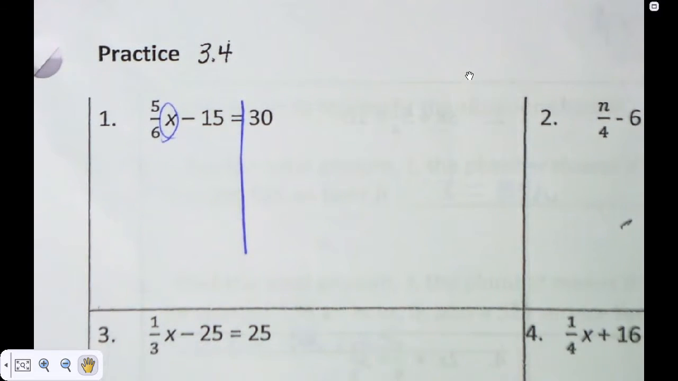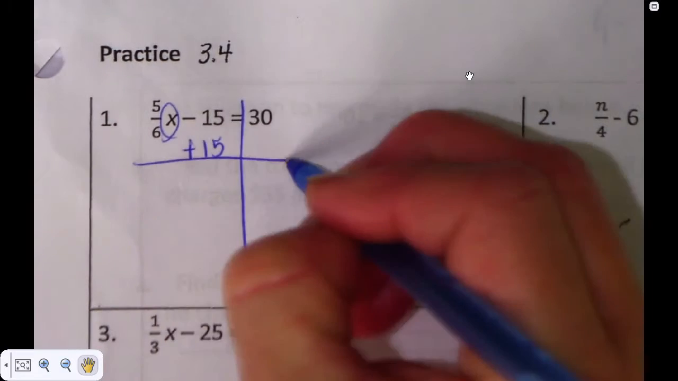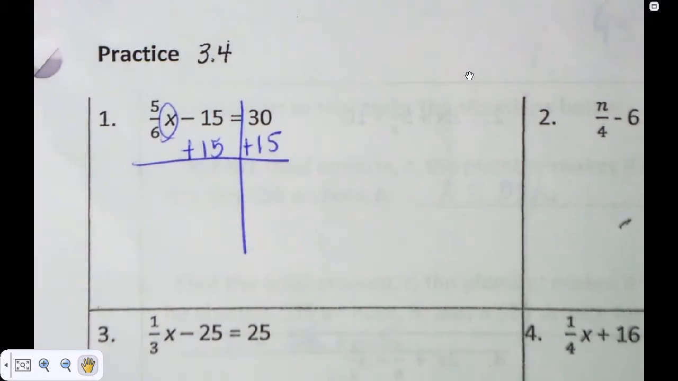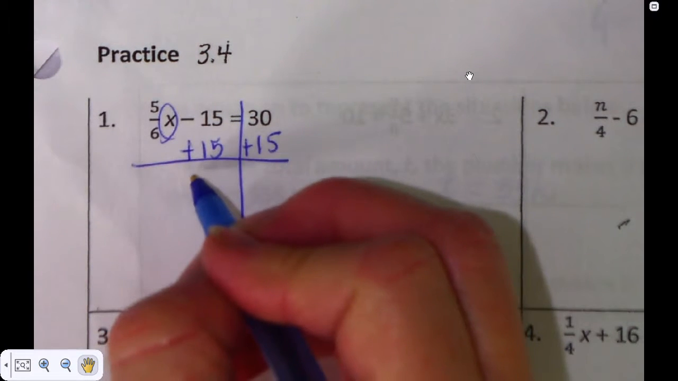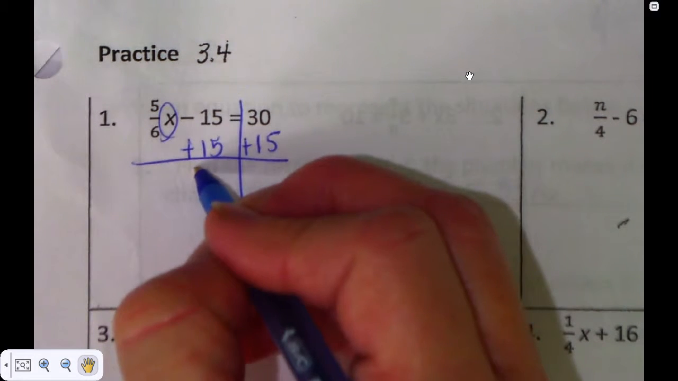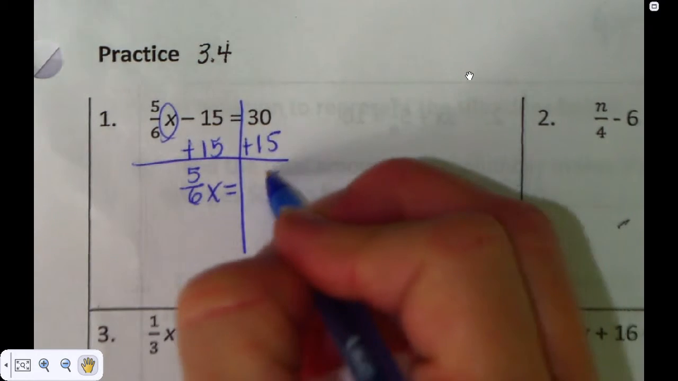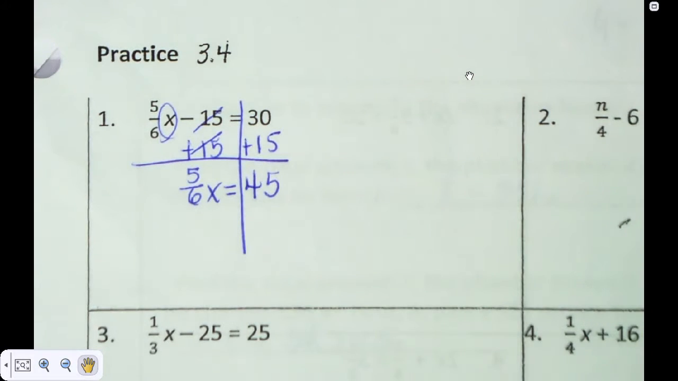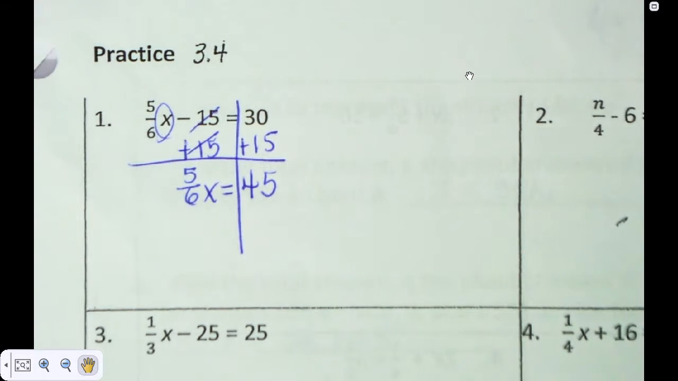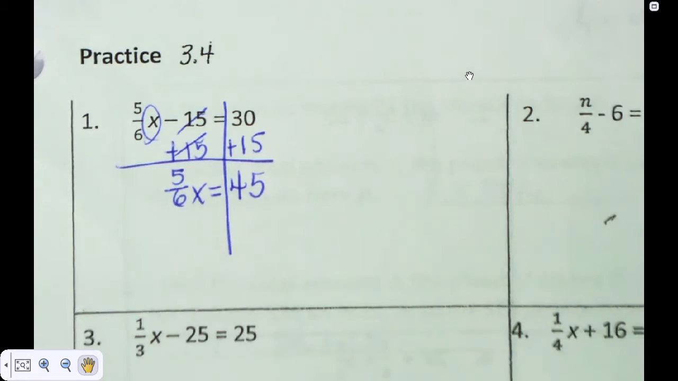Okay. What's the first step going to be? Plus 15. Does everybody understand why she said plus 15? Okay. What are you going to have remaining on the left side? 5/6 x equals 45. That canceled out. Now, if you lost $15, you're in a panic. You find the $15, now you've lost $0.